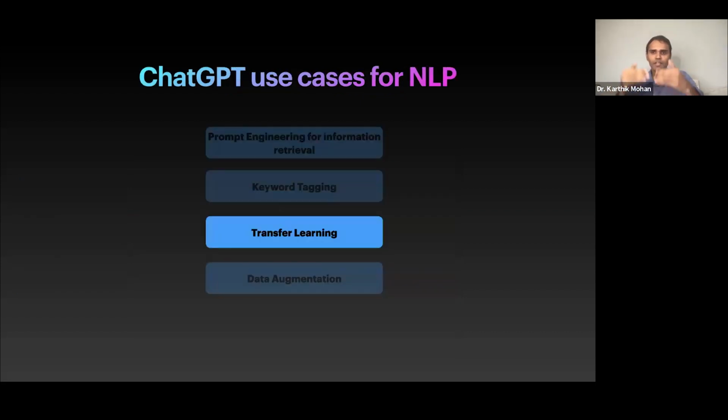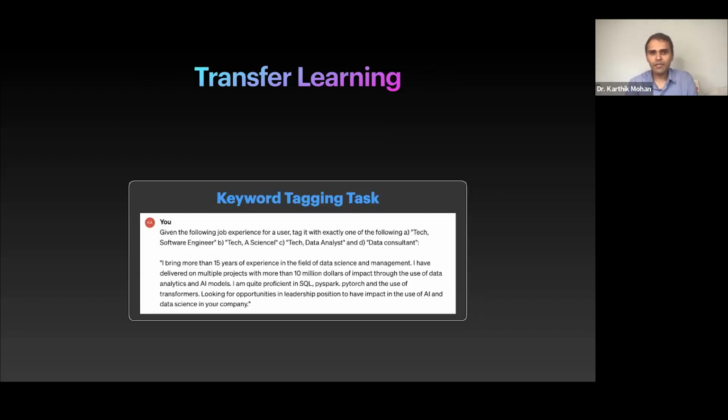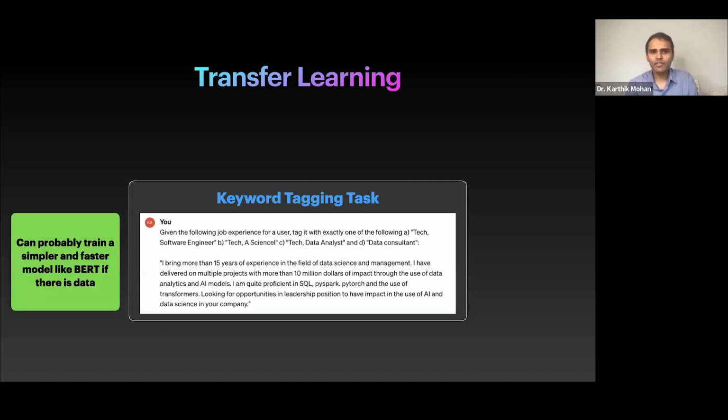Let's take keyword tagging to the next kind of application that we might see. So let's look at transfer learning, right? Let's say we had this keyword tagging task, and I can probably train a simpler and faster model like BERT if there's data. Why would I want to use BERT if ChatGPT does a good job? There could be many reasons. We'll talk about more of it in a bit, but one of the reasons is latency, right? I have a stack with all these LLM models and it's taking a lot of time. I have my SLAs to meet. The latency is higher than expected.